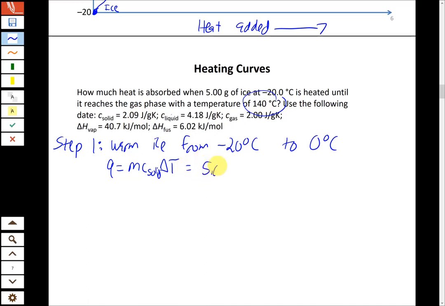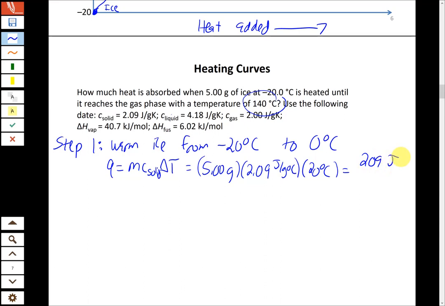So we have 5 grams of the substance. The correct specific heat capacity to use is 2.09. And then the temperature change, let's do degrees Celsius, since that's the temperature we're using. The temperature change is minus 20 to 0, so that's a temperature increase of 20 degrees Celsius. Delta T is 20, 0 minus minus 20. And so what we get for this is 209 joules.